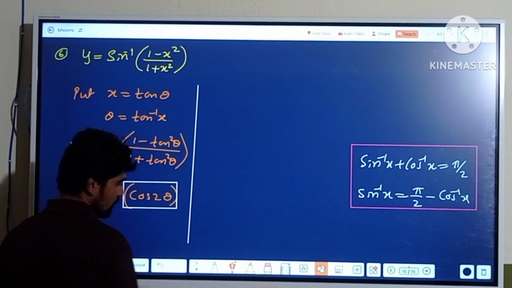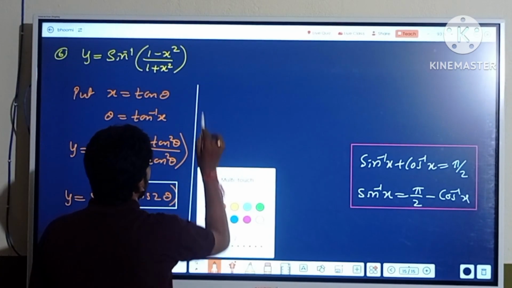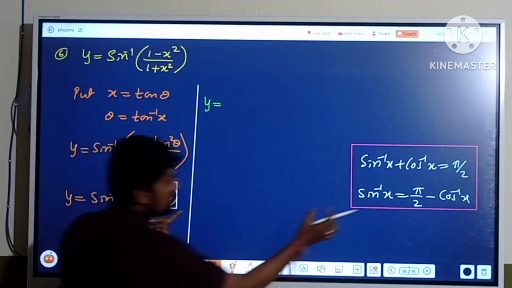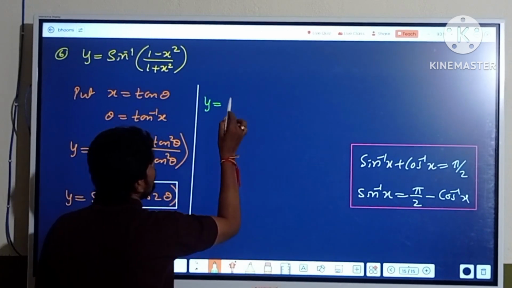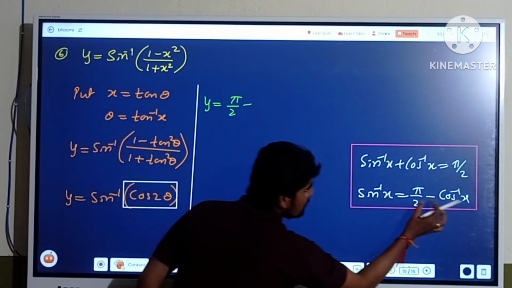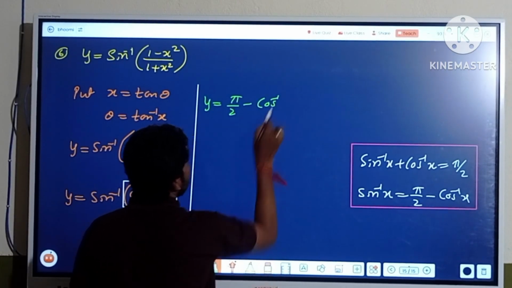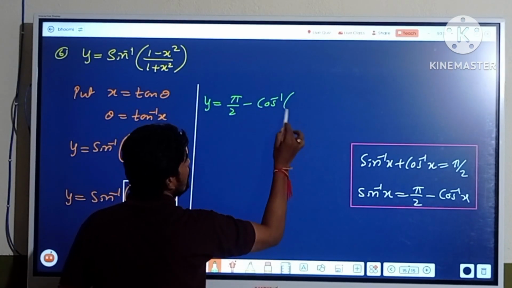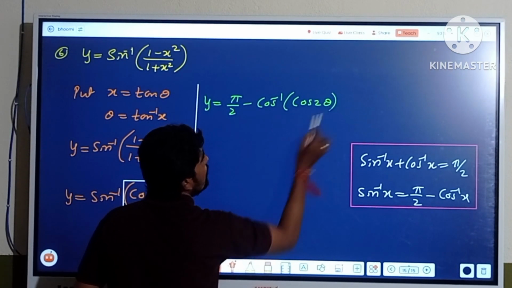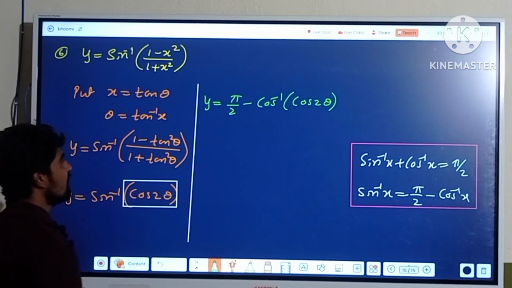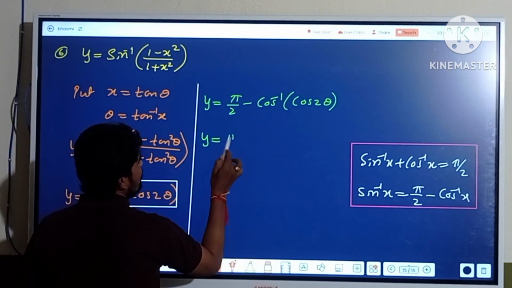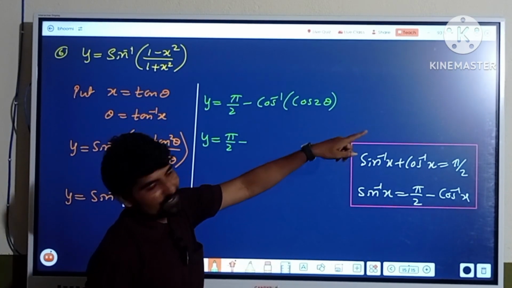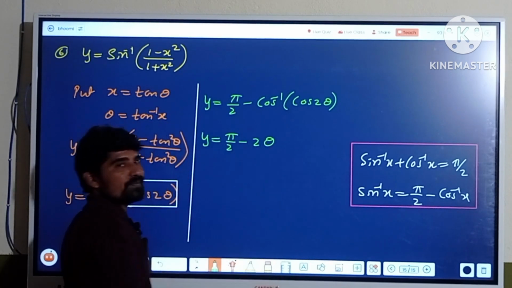Sin inverse of cos 2 theta can be written as y equals, now observe here, sin inverse of x equals pi by 2 minus cos inverse of x. Cos inverse of what is x? x is the entire cos 2 theta. So in place of x, I am writing cos 2 theta. I hope all of you understand it. Now y equals pi by 2 minus, and now it is of the form cos inverse of cos of something. So something is 2 theta.